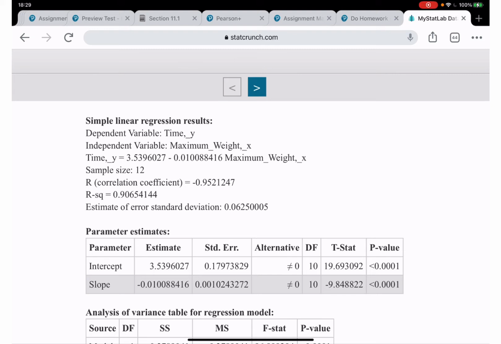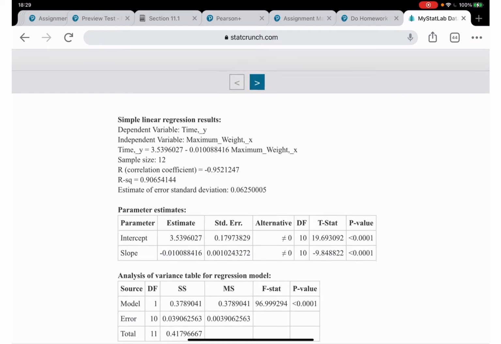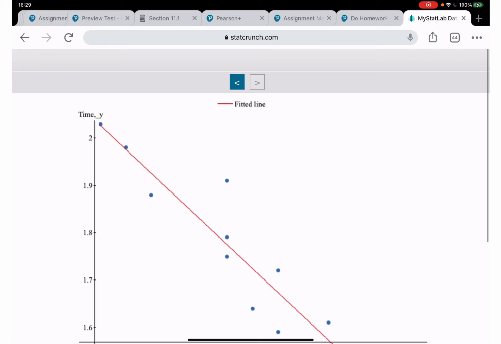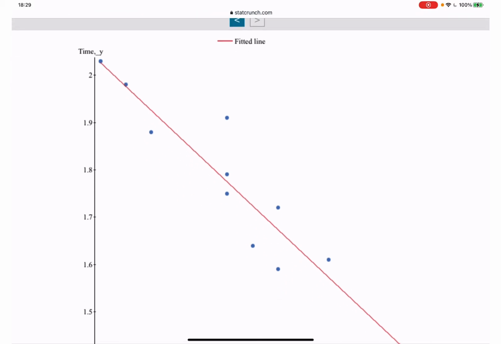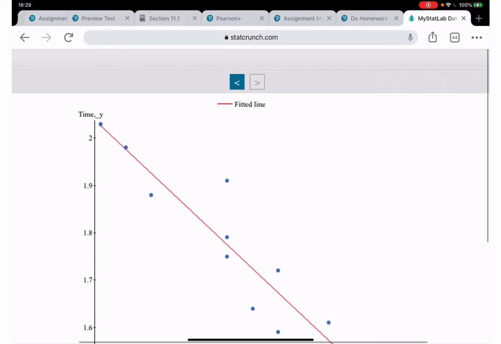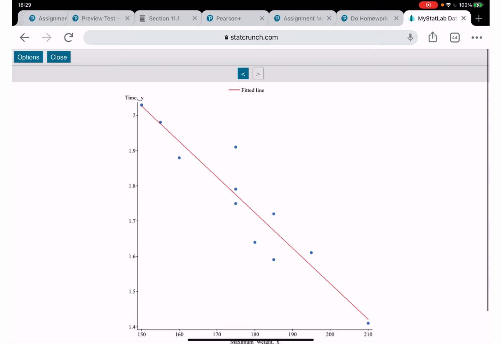Let me write down. It's going to be negative 0.95. It's a strong negative correlation, negative 0.952. Now we need to check a scatter plot. Strong negative, based on negative 0.95. It's going to be a strong negative correlation.